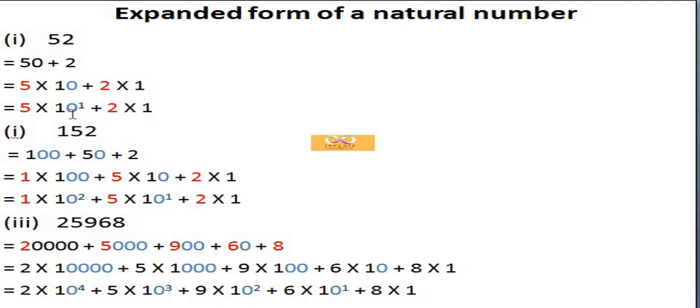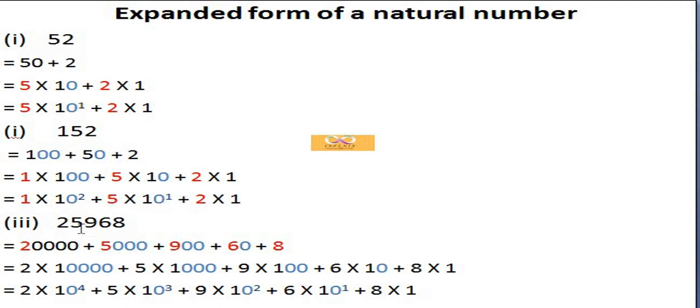So 5 multiplied by 10 can be written as 5 multiplied by 10 to the power 1 plus 2 multiplied by 1. Next I have 152. So this 152 can be written as 100 plus 50 plus 2, wherein I have 1 multiplied by 100, that will give me 100, 5 multiplied by 10 will give me 50, 2 multiplied by 1 will give me 2. So I can write this 100 as 10 to the power 2. So now the exponent form is here, 1 multiplied by 10 to the power 2 plus 5 multiplied by 10 to the power 1 plus 2 multiplied by 1.